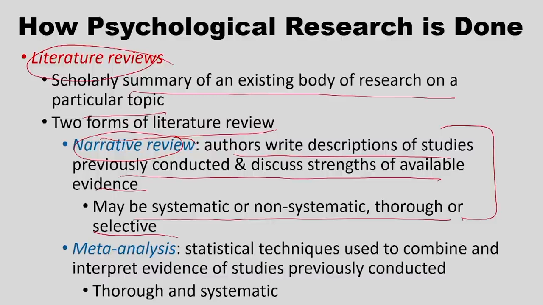In review papers, the reviewer looks at all kinds of studies that have been done in that field and then discusses the good points and bad points about all those studies in the review paper, and this kind of thing is called the narrative review. There is also something called meta-analysis, a statistical technique used to combine and interpret evidence from studies previously conducted, in a thorough and systematic way.